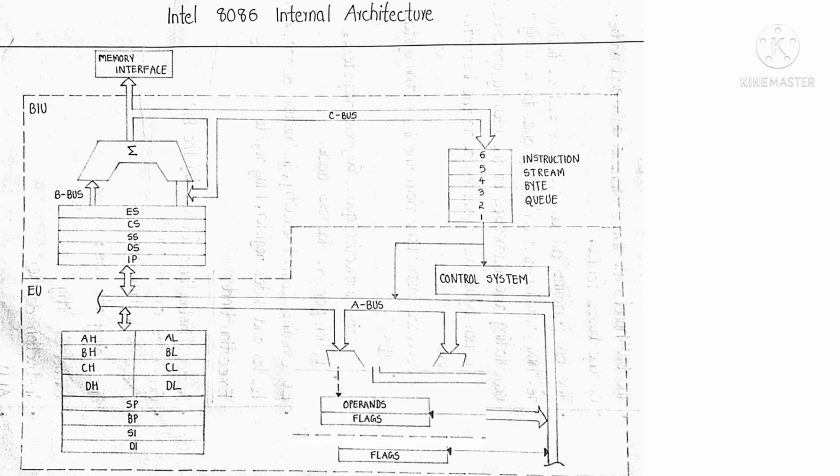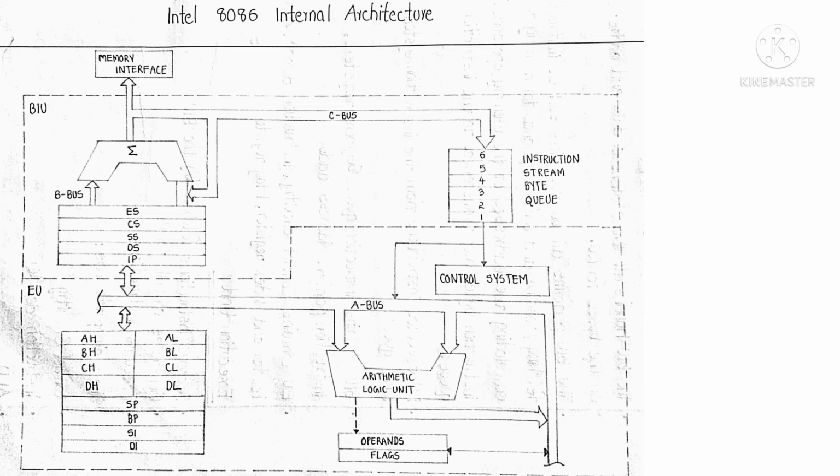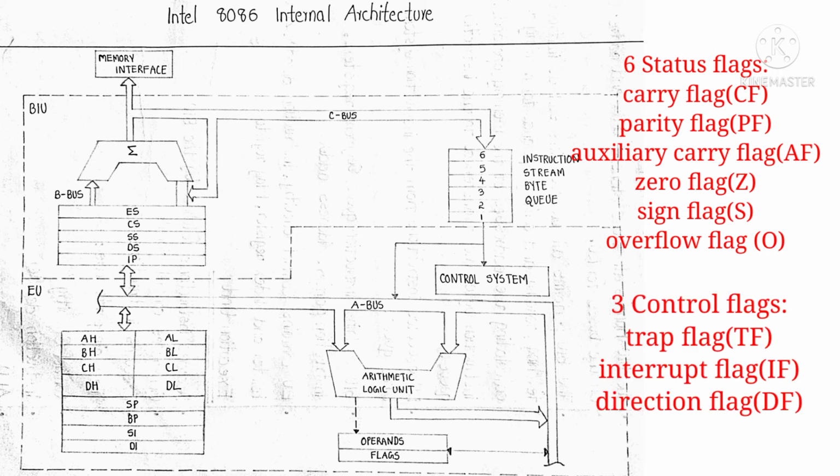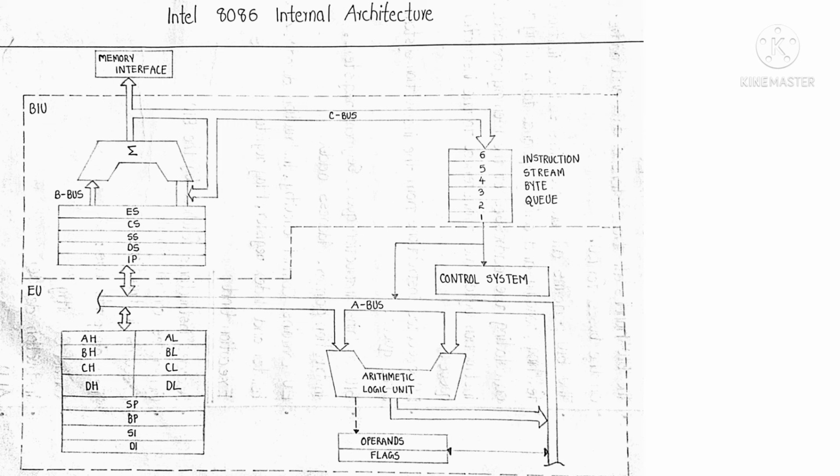Next is the flag register. The 8086 has around 9 flags to indicate the condition of the microprocessor. The 6 status flags include carry flag, parity flag, auxiliary carry flag, zero flag, sign flag, and overflow flag, which will be set or reset according to our arithmetic and logical operations. Then there are 3 control flags: trap flag, interrupt flag, and direction flag, which will be updated during control instructions.